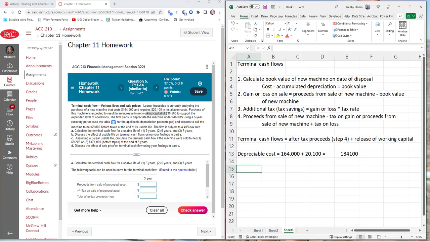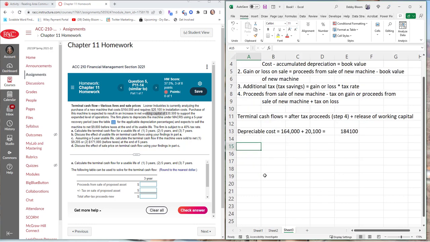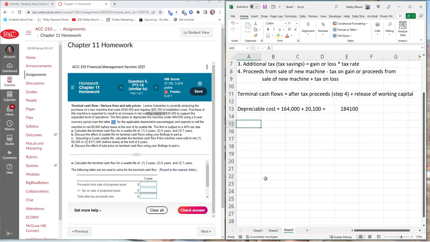In Part A, we're supposed to calculate the terminal cash flows. B, discuss the effect on the usable life of the cash flows. C, assuming a 5-year usable life. And then D, discuss the effect of the sale price in your findings in Part C. So now that we know the depreciable cost, let's do our depreciation schedule.